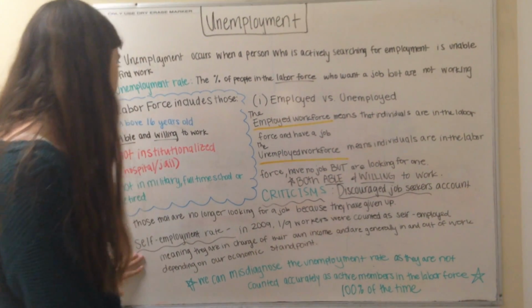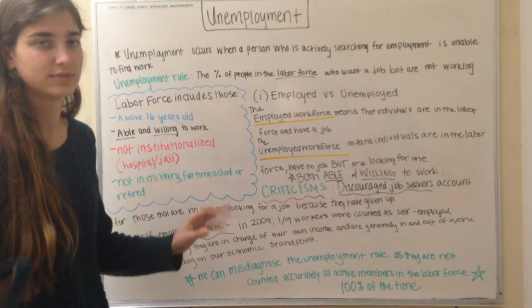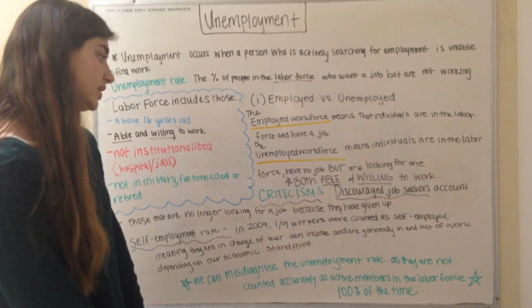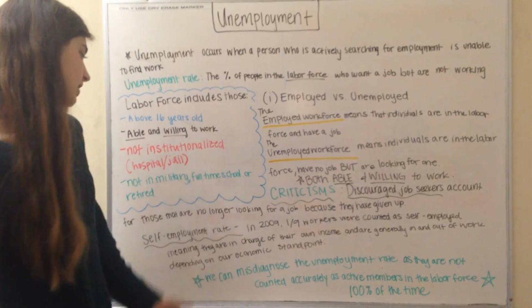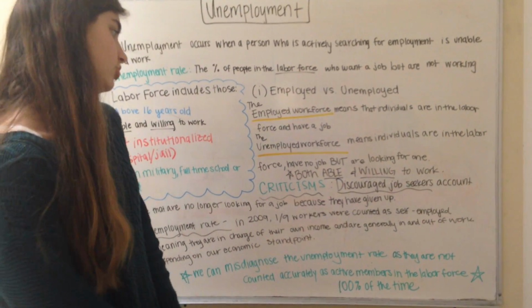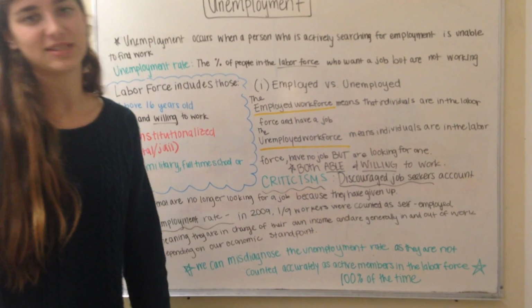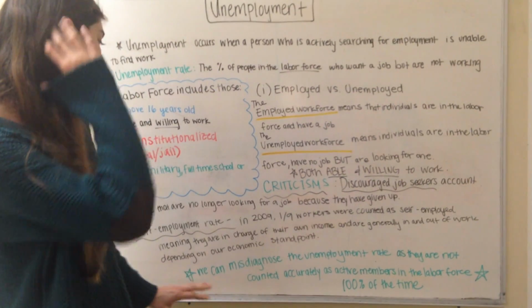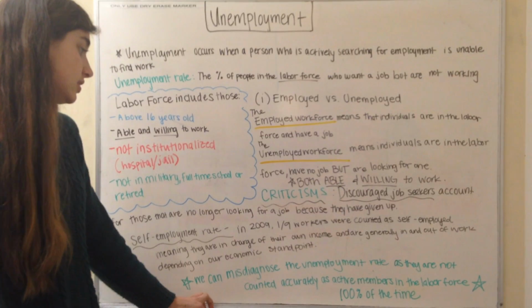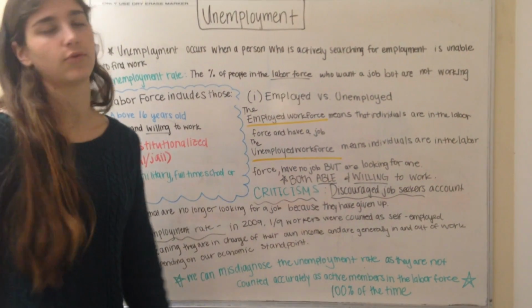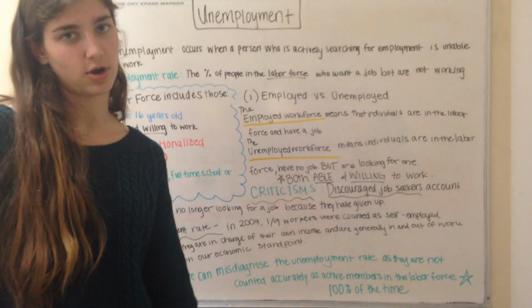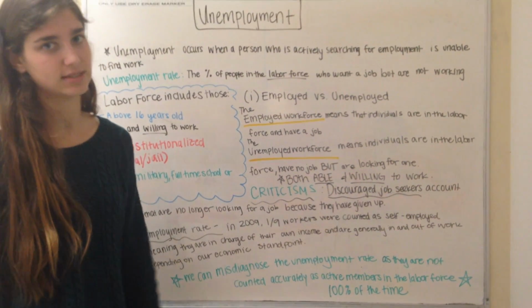The next concept is self-employment rate, and just a little side note, in 2009, 1 out of 9 workers were counted as self-employed. So this basically means that they're in charge of their own income and are genuinely in and out of work depending on the economic standpoint at the time. We can misdiagnose, of course, the unemployment rate as they are not counted accurately as active members in the labor force 100% of the time, so that's why they're always accounted for as criticisms.